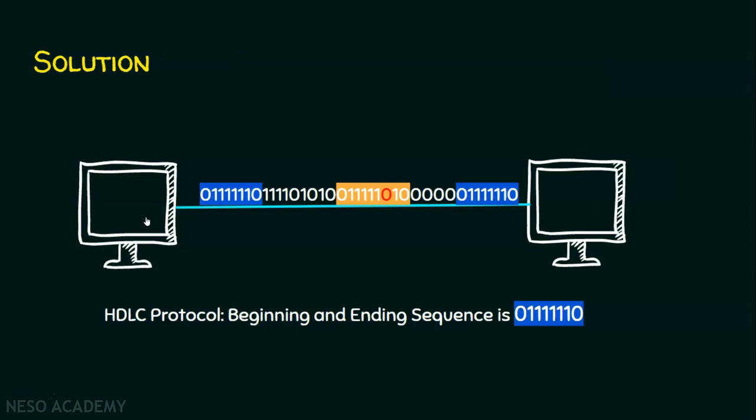What the receiver will do is, it knows the beginning sequence and the ending sequence, and when it sees the data part, if it finds a 0 after 5 consecutive ones, it removes that 0 and constructs the original data. So the process of inserting 0 after 5 consecutive ones is bit stuffing, and the sender will do this bit stuffing and the receiver will undo this bit stuffing.